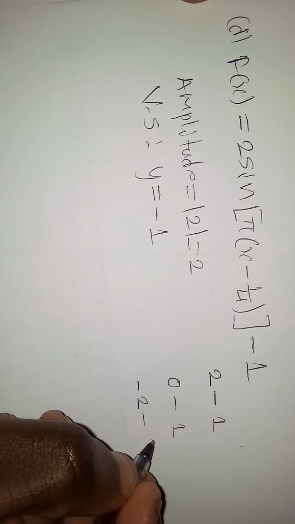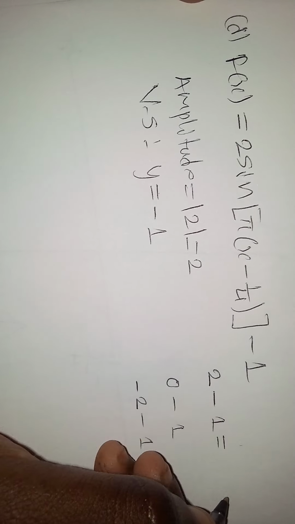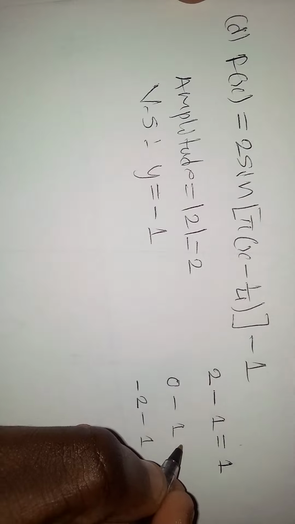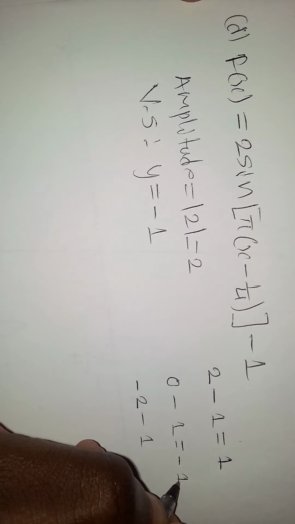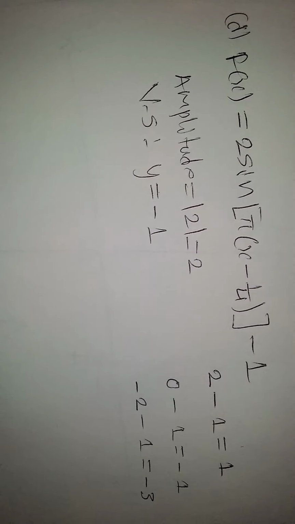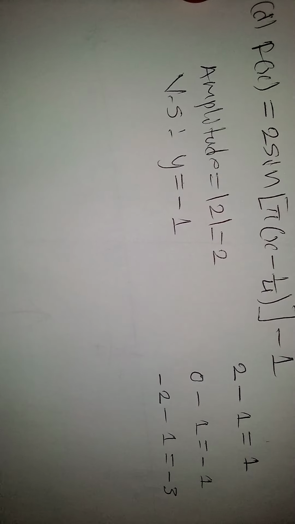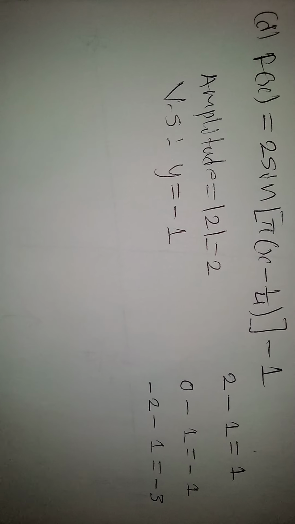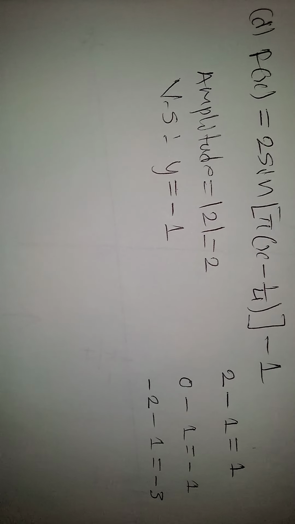So -1, it will be on an interval on the y-axis. That will be +1, -1 here, and this will be -3. That's on the y-axis. Then the phase shift. It has got both the phase shift and the vertical shift.